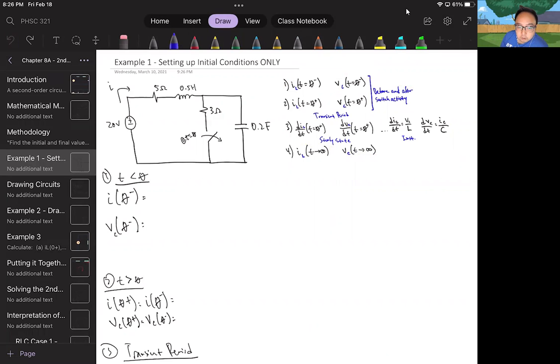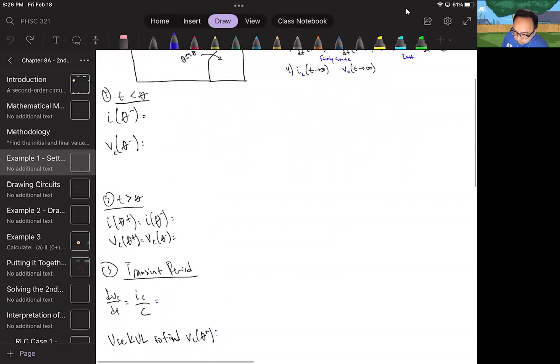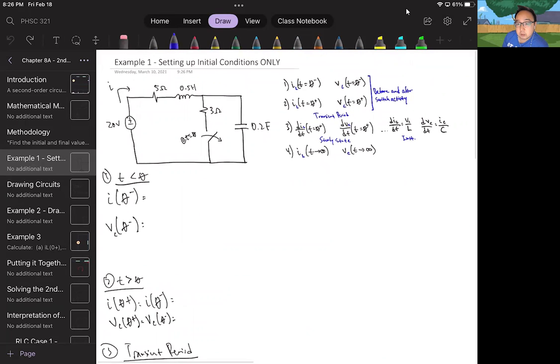So the first thing that we want to do is, again, we want to take this into 4 different parts, and I have it somewhat laid out here. And again, all we're doing here is we're just setting up the initial conditions. We're not going any further at this moment. So to begin, the very first step is looking at what is happening to the circuit when time is less than 0. So we want to figure out what's going on with the current here.